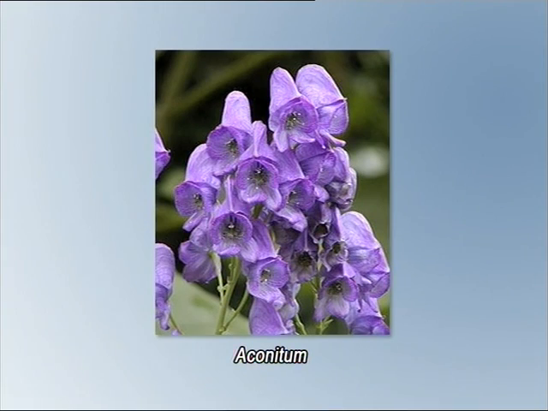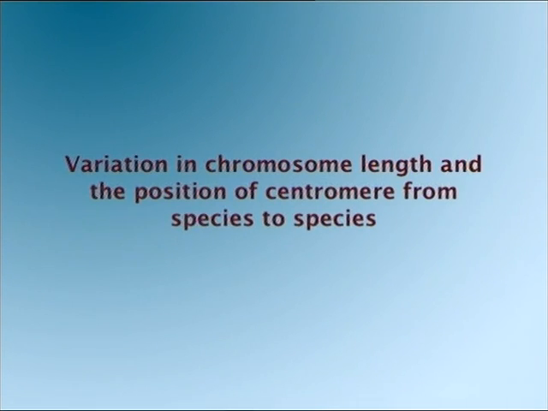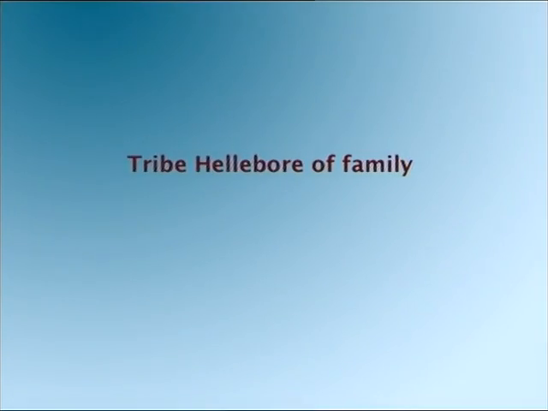Karyotypic study of Aconitum reveals that there is variation in chromosome length and the position of the centromere from species to species. The most specialized karyotype is seen in the most highly and recently evolved species in the tribe Helleboreae of the family Ranunculaceae.